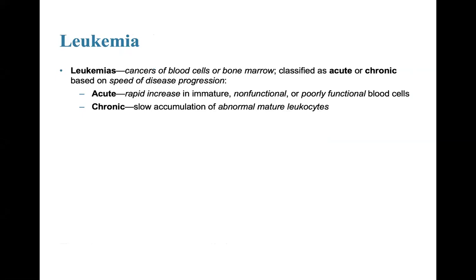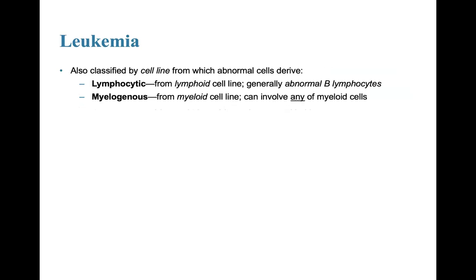Now, some diseases of the white blood cells are called leukemias, and these are typically cancers of blood cells or bone marrow. They're classified as acute or chronic based on the speed of the disease progression. Acute is very rapid increases in immature, non-functional, or poorly functional blood cells. Chronic is a slow accumulation of abnormal, mature leukocytes.